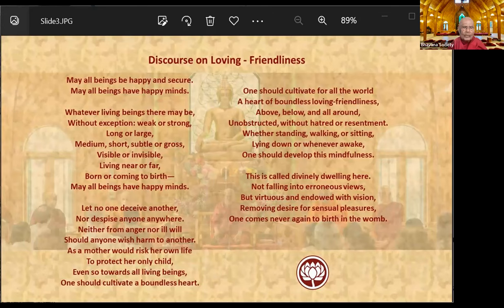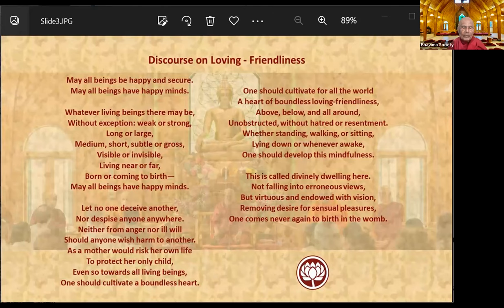Let no one deceive another, nor despise anyone anywhere, neither from anger nor ill will, should anyone wish harm to another. As a mother would risk her own life to protect her only child, even so towards all living beings, one should cultivate a boundless heart.